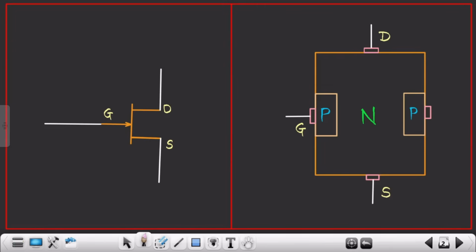Let me proceed further, and before going to the modeling technique, let me highlight a few things. So this is our gate, drain and source.